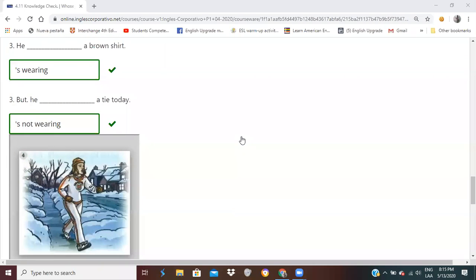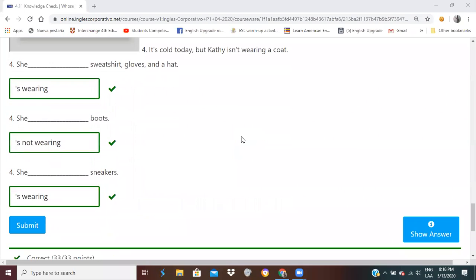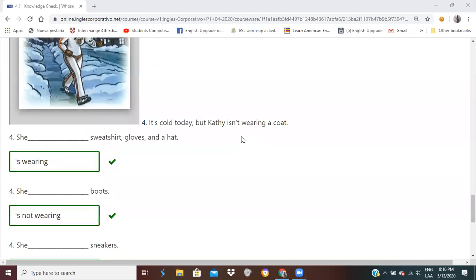But he's not wearing a tie today. It's cold today. But Kathy isn't wearing a coat today. She's wearing sweatshirts and a hat. She's not wearing boots. She's wearing sneakers. All right.